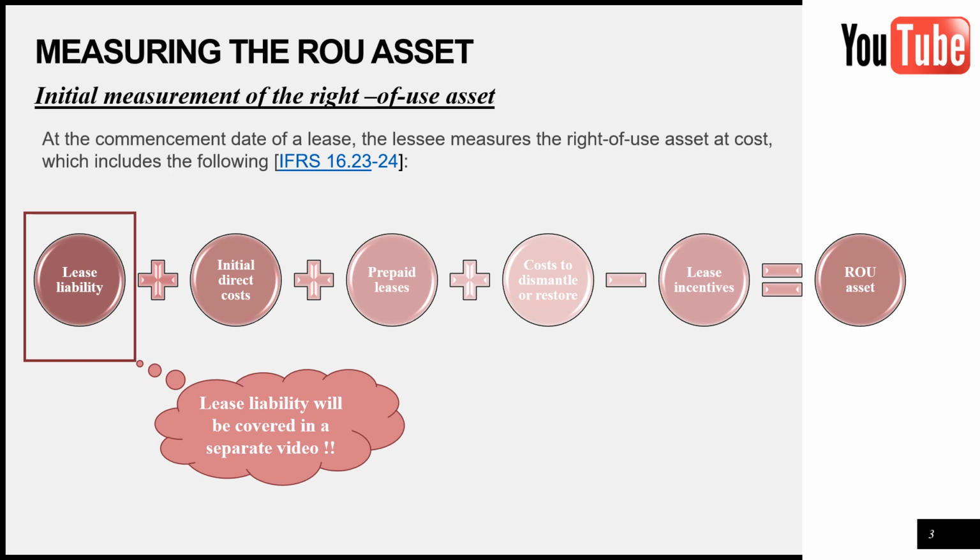That is the initial measurement of the right of use assets. IFRS 16 says that at the commencement date of a lease, the lessee measures the right of use asset at cost, which includes the following components: the lease liability plus the initial direct cost plus any prepaid expenses plus cost to dismantle or restore the property less any lease incentives being given. Right, so we will look at each component of this right of use asset cost in detail. However, the lease liability component will be covered in a separate video, so watch out for that video.